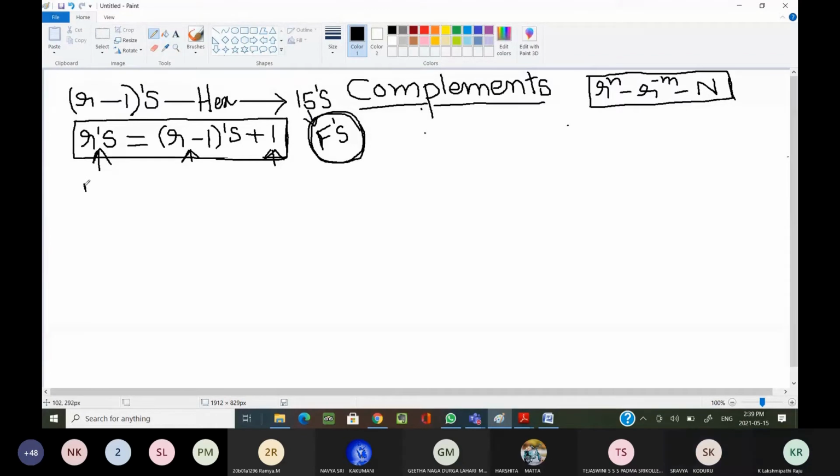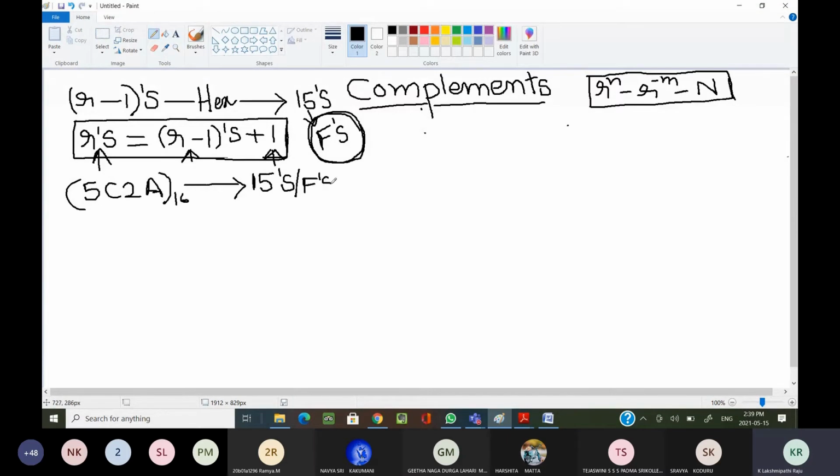5C2. Okay, 5C2 of base 16. I'm adding one more digit, 5C2A of 16. Now we have to calculate the F's complement, or 15's complement. For our understanding, as a starting problem, I am writing 15's complement, or we can also write it as F's complement.